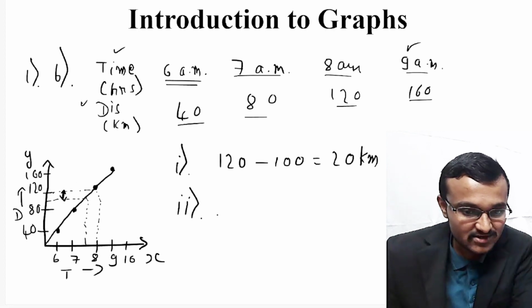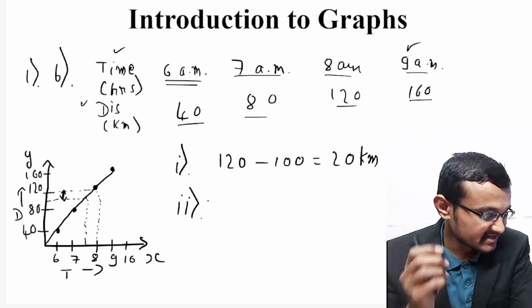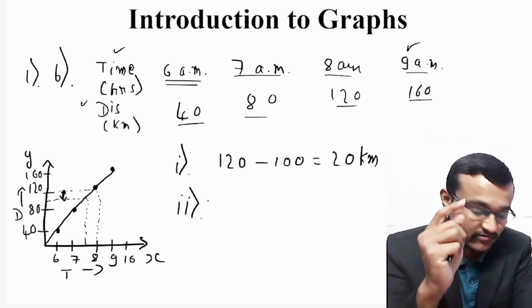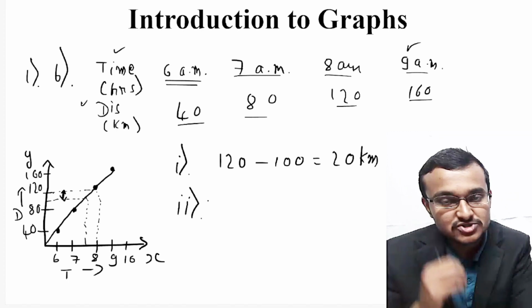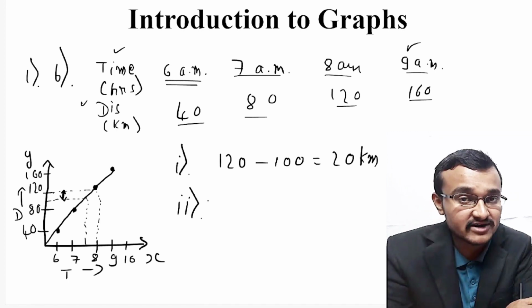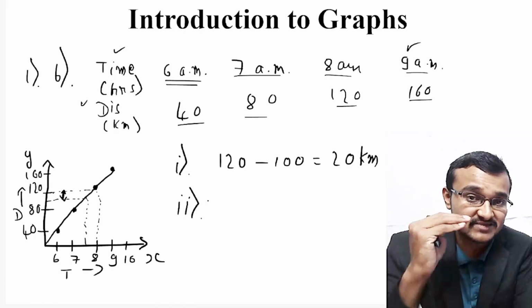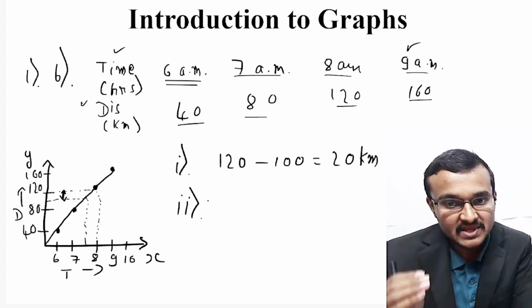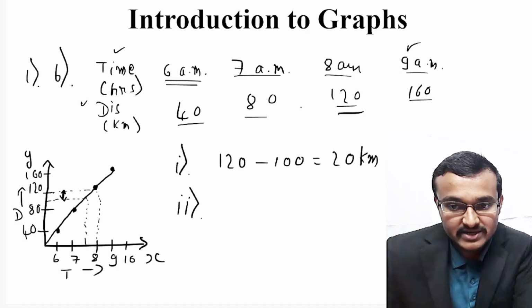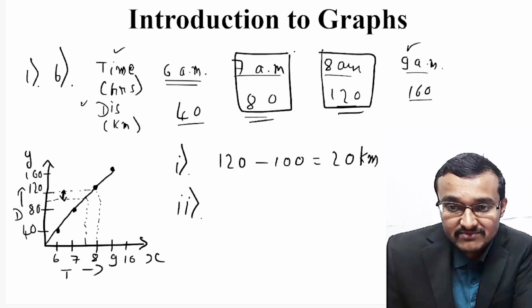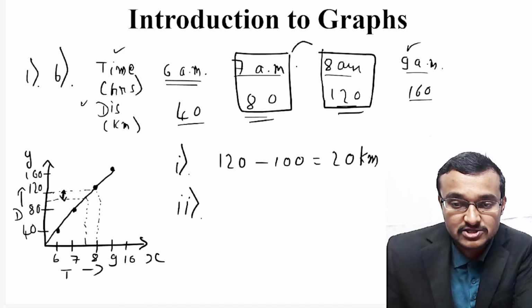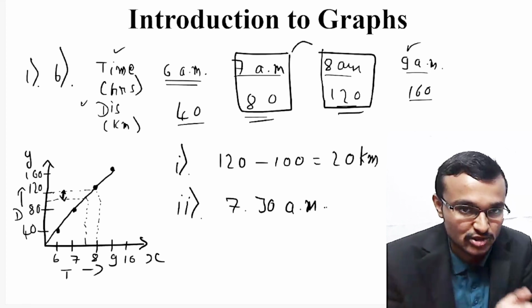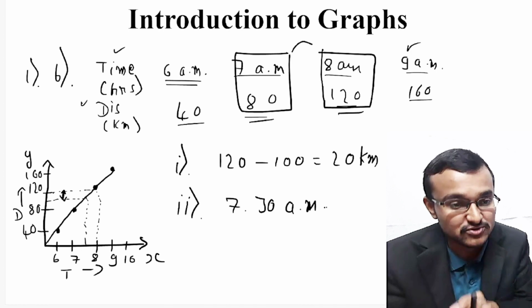So coming to the second question, here they have asked what was the time when the car had covered a distance of 100 kilometers since its start. So at what particular time this car has covered 100 kilometer? So 100 kilometer is in between 80 and 120. So at 80 kilometer the time was 7 a.m. and at 8 a.m. it has covered 120. That means in between 7 a.m. and 8 a.m. it has covered 100 kilometer. So what is in between 7 a.m. and 8 a.m.? That is 7:30 a.m. So at 7:30 a.m. the car has covered 100 kilometers. So 7:30 a.m. is the answer for the second question in B question.